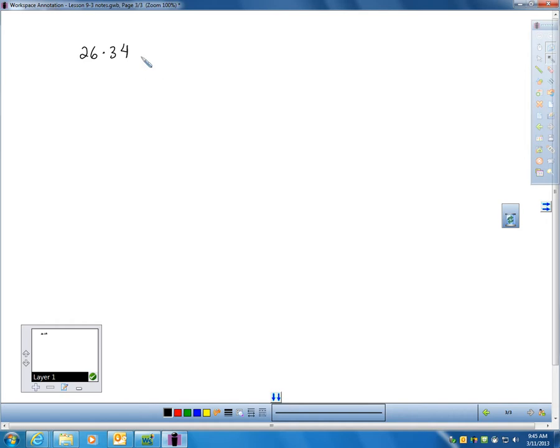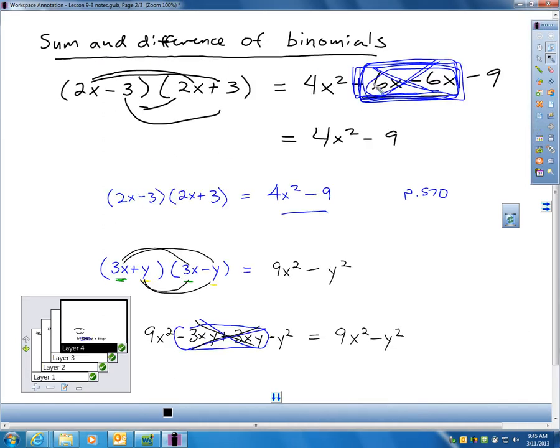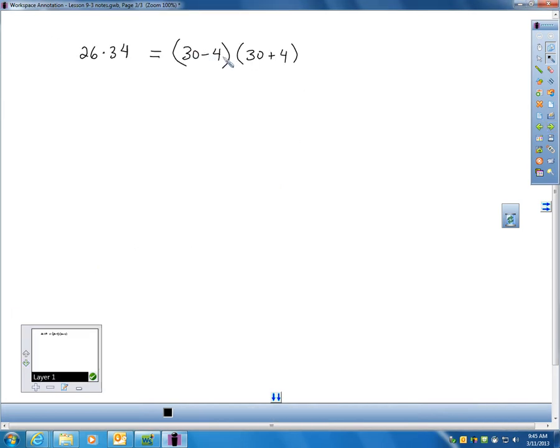So they ask you to multiply 26 times 34. Well, I'll be honest with you, I can't do this off the top of my head. But what I can do is manipulate the problem a little bit to make this an easy problem. 26 is the same thing as 30 minus 4. I think you'd all agree with that. And 34 is the same thing as 30 plus 4. Well, just think about what I showed you on the previous slide, a sum and difference of binomials. Do you notice how these are the same binomials, but one's a sum and one's a difference? You ought to be able to apply a shortcut to this really easy.